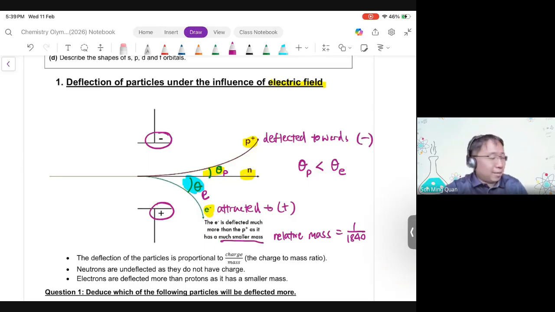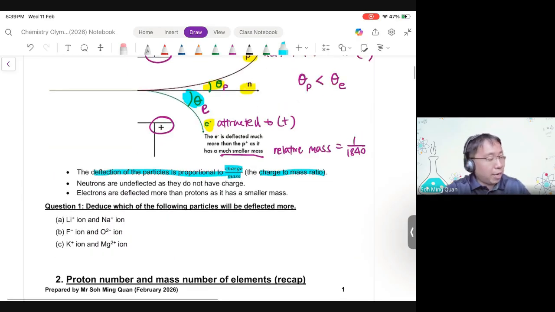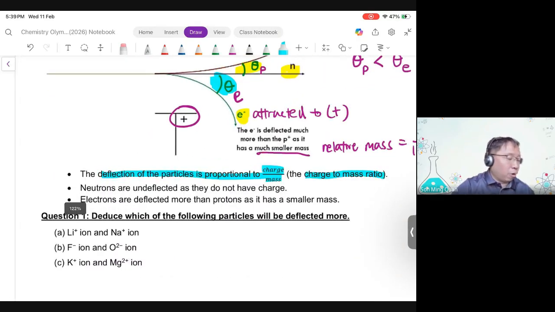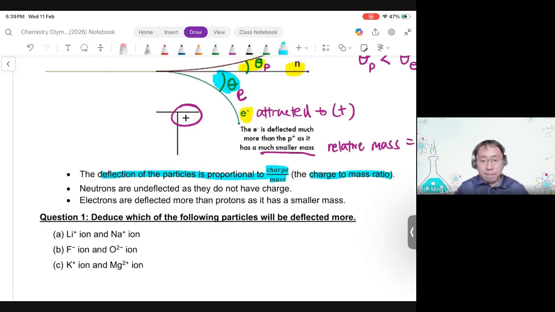So scientists discovered that the angle of deflection is proportional to the charge over mass ratio, or what we call the charge to mass ratio. With that, I'm sure you can predict which particle will be deflected more. So let's quickly do question 1. To do question 1, I need to work out the charge over mass. How do I know the mass of lithium?